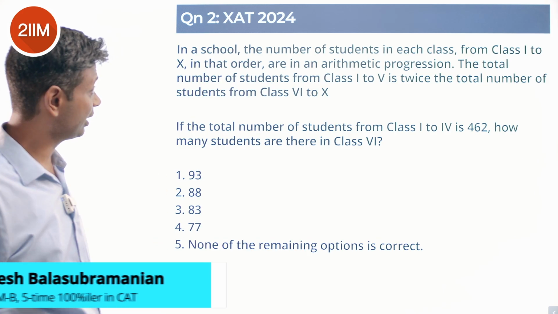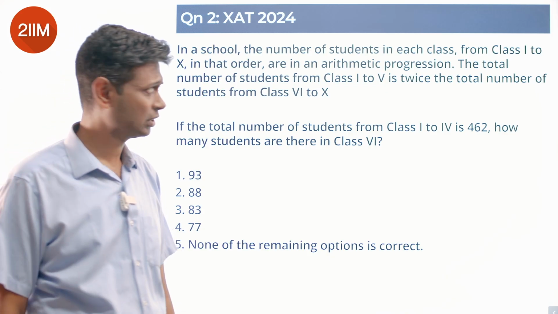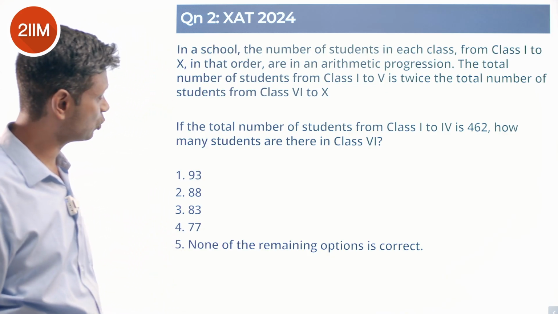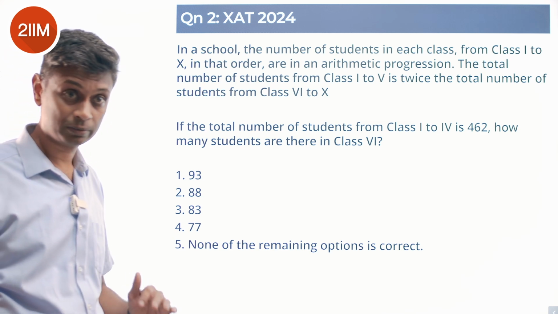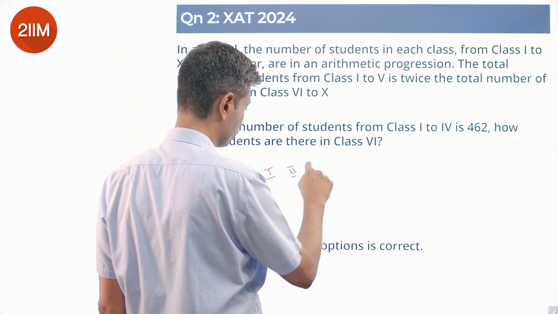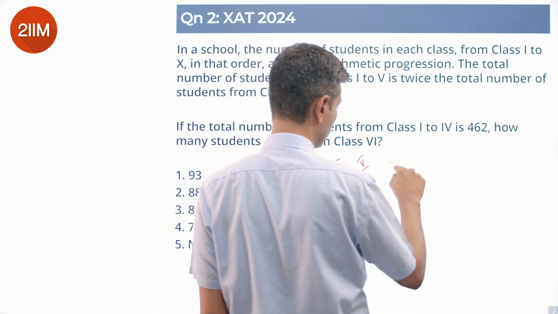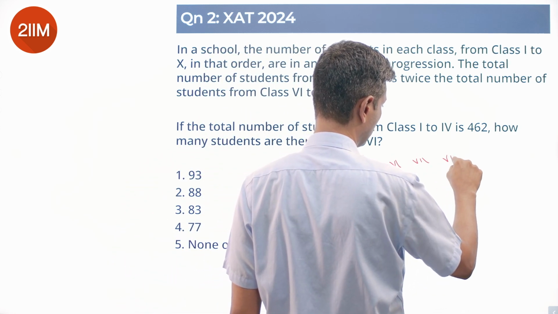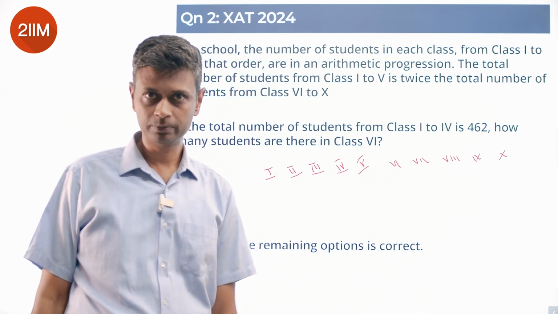In a school, the number of students in each class from 1 to 10, in that order, are in arithmetic progression. Nice. The total number of students from class 1 to class 5 is twice the number of students from 6 to 10. So, class 1, 2, 3, 4, 5, 6, 7, 8, 9, 10. This is going to be an AP.